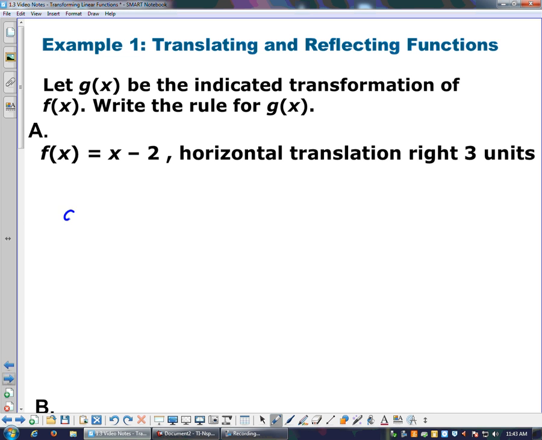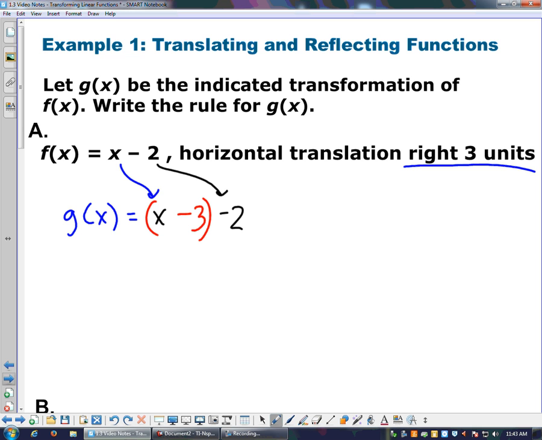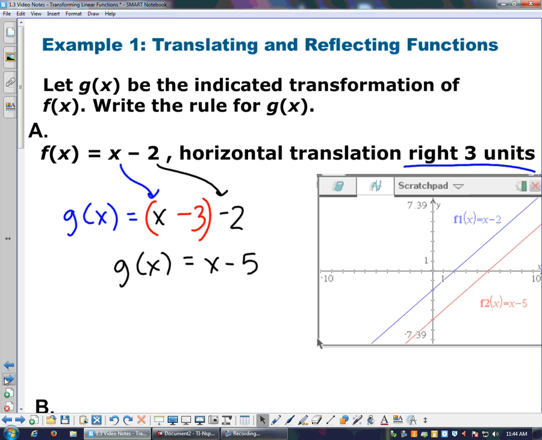So in order to do that, our function g of x, if we want the function to go to the right 3 units, we're going to take our original x right here, and we are going to have to add or subtract 3. Well, in this case, since we want it to move to the right, we need a minus 3. And then don't forget, we still had the minus 2 from right here. So we get x minus 3 minus 2, which is the same as saying that g of x is equal to x minus 5. So let's see how that looks on our graph.